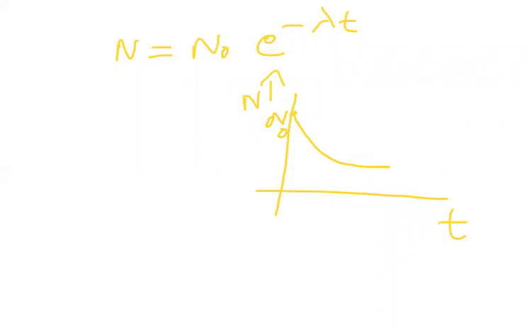Initial number of nuclei N naught. Now it is going on decreasing. That type of graph we'll get for N against t. Here, what is N? Number of nuclei remaining.